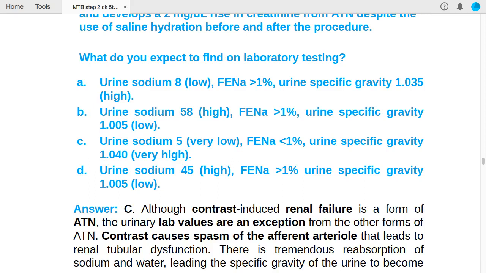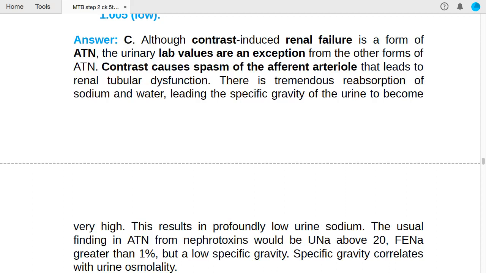Why is this contrast media nephrotoxic? Because whatever contrast media we are using in angiography can cause a spasm of the afferent artery. That leads to renal tubular dysfunction. There is tremendous reabsorption of sodium and water, leading the specific gravity of the urine to become very high. You will see very concentrated urine in these patients, because more and more sodium and water is reabsorbed, and this results in profoundly low urine sodium. So definitely, if more sodium is reabsorbed into the blood, in urine you are going to see a low urine sodium.